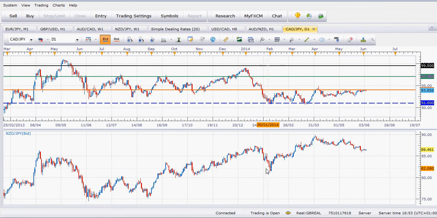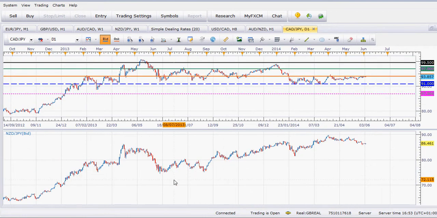So CAD yen, Kiwi yen, CAD yen here, Kiwi yen here. Do we see similarities? Look at this rise. Bam. Look at this rise. Bam. Mirror versions, right? So the so-called commodity dollars, Canadian dollar, Kiwi dollar, similar. But wedged in here, this actually goes up. So the Kiwi yen has done a lot of work here to rise.